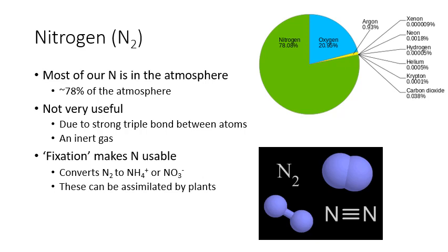So in order for nitrogen to be usable, it needs to be fixed. The nitrogen gas has to be converted to ammonium or nitrates, because ammonium and nitrates can be assimilated by plants. So we use the word fixation to describe the process that happens when N2 gas is converted into a form that is usable by biological organisms.